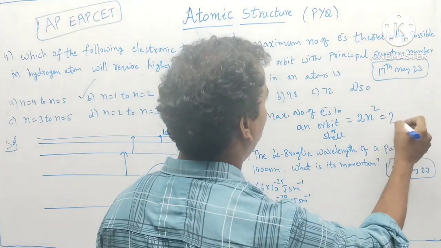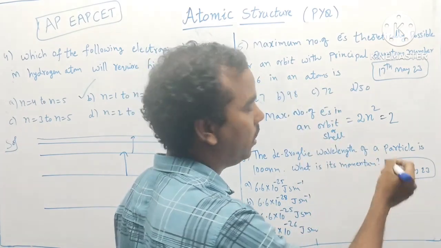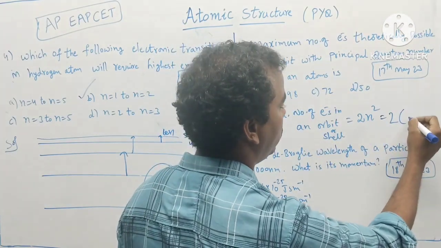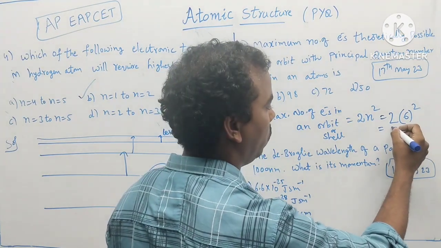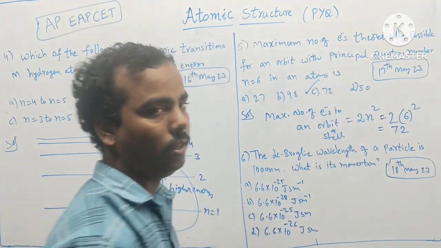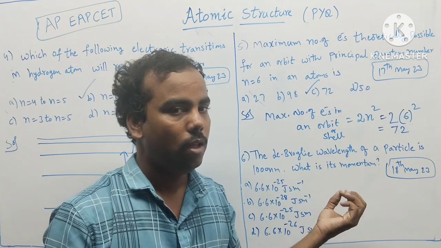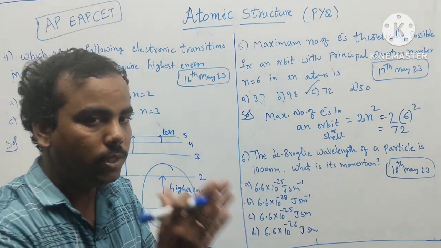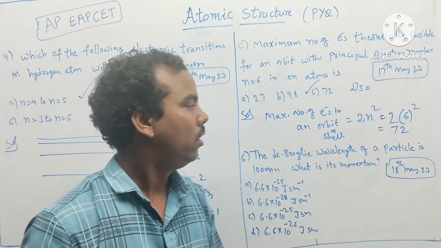So that is equal to 2 into, so which orbit is given? The principal quantum number n is equal to 6. That is 6 square. 6 square means 36. 36 into 2, 72. So the answer is C. Maximum number of electrons in an orbit or shell is equal to 2n square. Maximum number of subshells in an orbit is equal to n square. Different formulas.